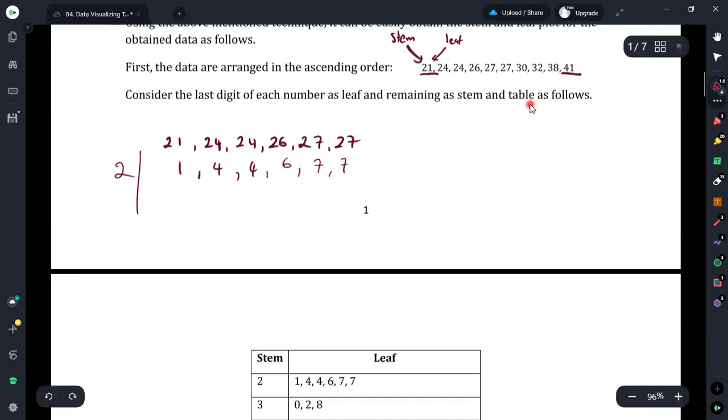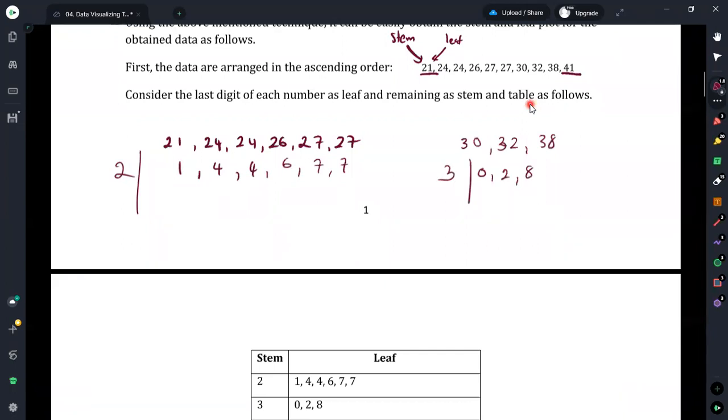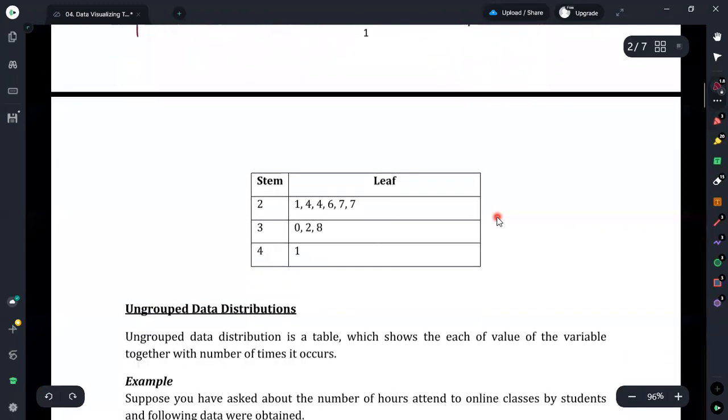If you identify the second row, it is for the 30s. The values are 30, 32, and 38. If you identify the leaves, they are 0, 2, and 8. The stem is 3, which is common for all, so we can write down all these values in this order. Similarly, we can do it for the values in the 40s. Then the constructed stem and leaf plot is this.